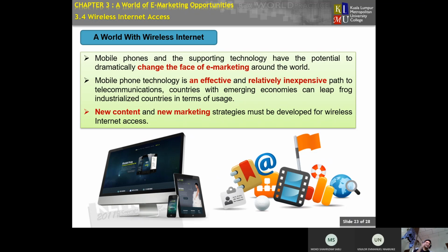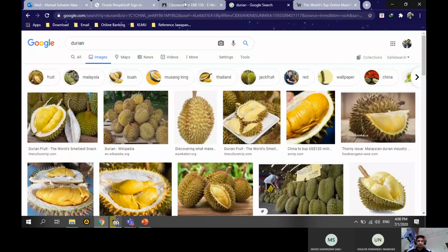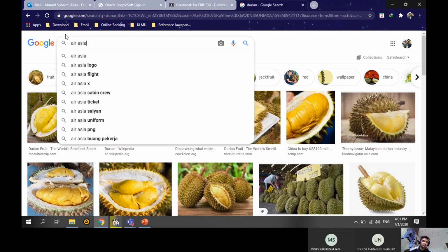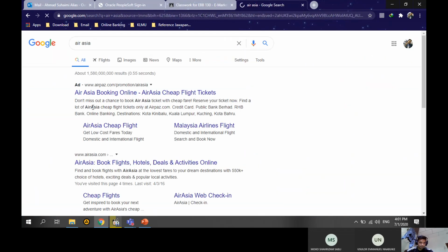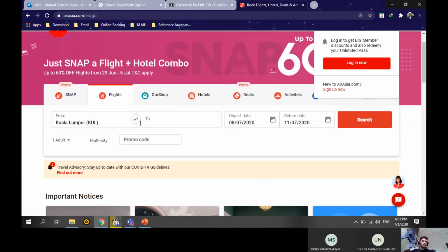So you have easy access to the internet in your environment nowadays. That's why, when you are doing certain marketing, for example, I take the AirAsia company. When you look at their particular website, this is how it looks in terms of website.